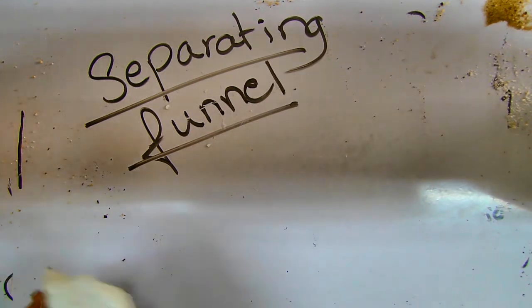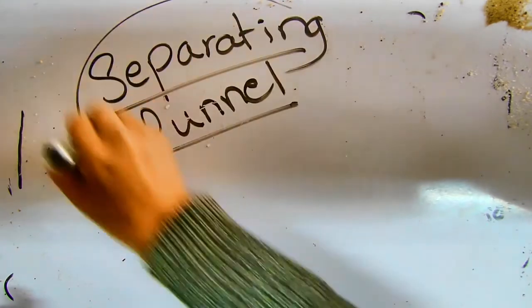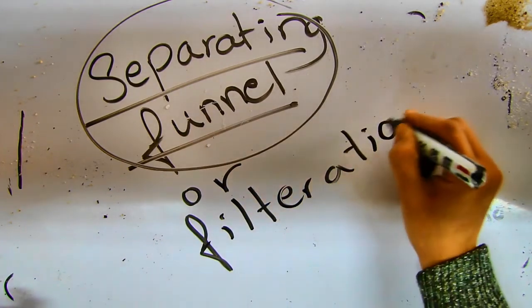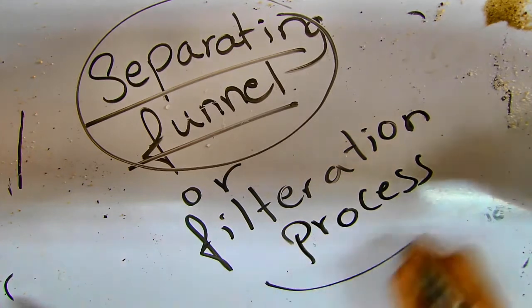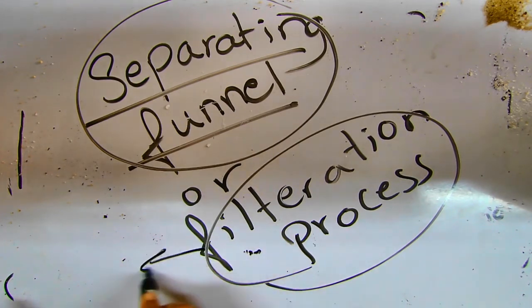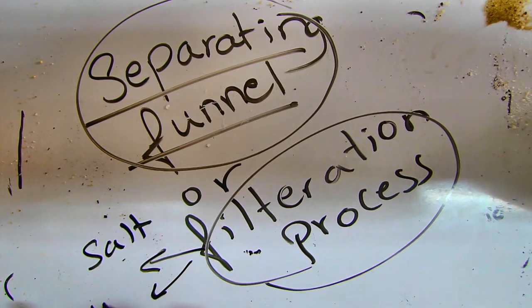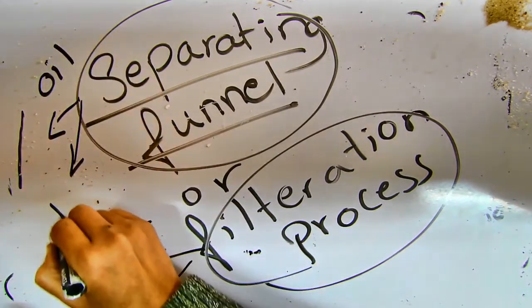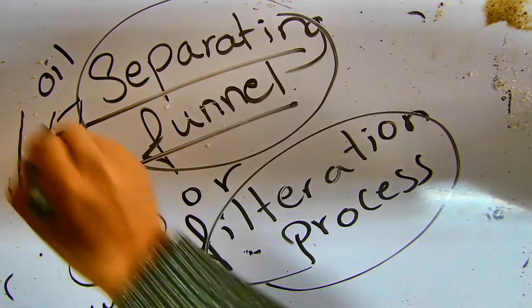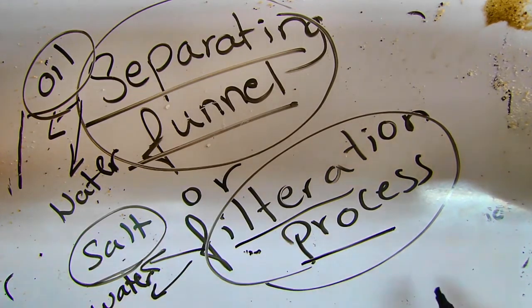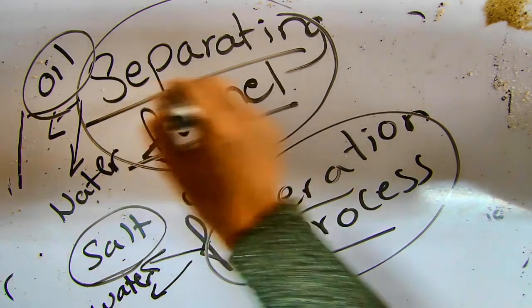Here is the question: what is the difference between the filtration process and the separating funnel? Filtration is used to separate salt from water, but the separating funnel is used to separate oil from water. So what is the difference between the salt and the oil? The salt dissolves in water, that's why we use the filtration process, but the oil doesn't dissolve in water, so that's why we use the separating funnel.